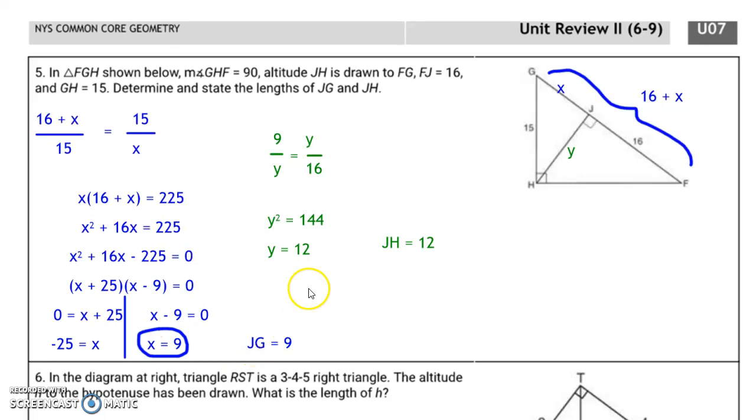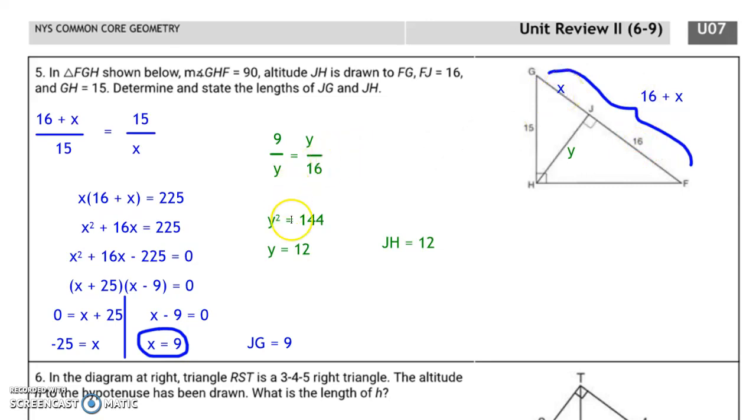Then we're able to set up the next proportion to solve for JH, which I labeled as y. I know that I'm going to use the altitudes rule now because I'm looking for an altitude. So 9 divided by y, so that's part divided by altitude equals altitude divided by other part. So I know that this one is 9 now.